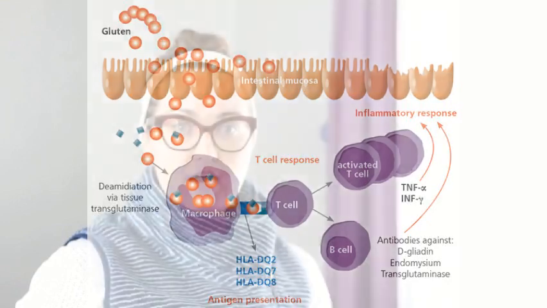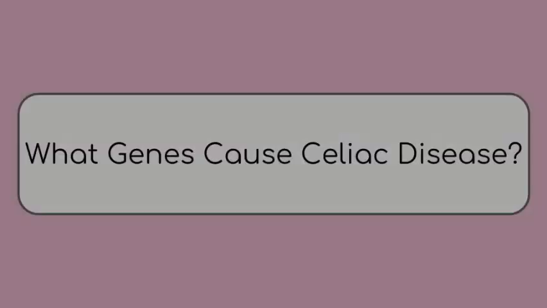And the issue is that if the person continues to eat gluten and they have these genes that will present gluten as a pathogen to CD4 T cells, then this inflammatory response is going to continue on, and it will turn into an issue of chronic inflammation, which is very damaging to the body.